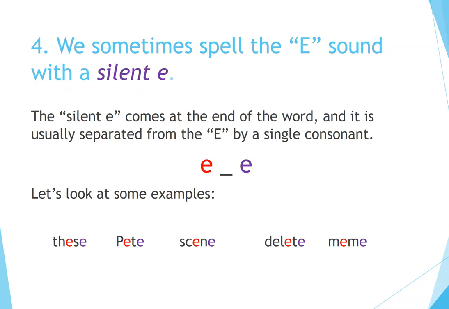4. We sometimes spell the E sound with a silent E. The silent E comes at the end of the word and it is usually separated from the E by a single consonant. E, silent E. Let's look at some examples. These, Pete, seen, delete, meme.